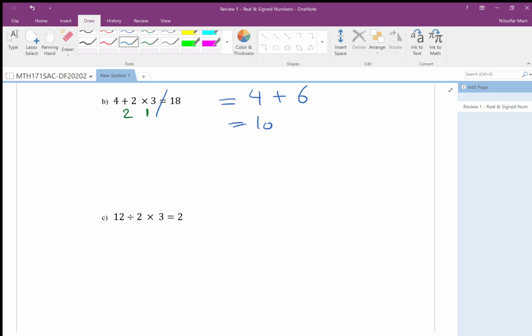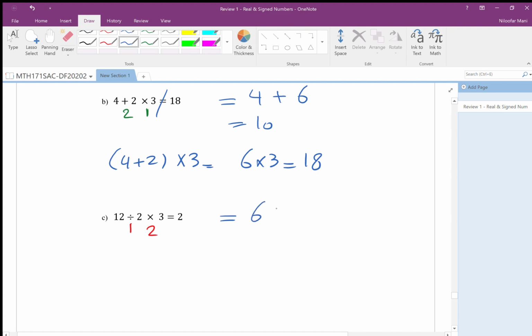Yes, if I add a bracket here, so 4 plus 2 times 3, then it will be 6 times 3, and then it will be 18. Yes, but not now. How about here? Here I do this first and this next, and the answer is 6 multiplied by 3, which is 18, so it's not 2. How can I make it 2?